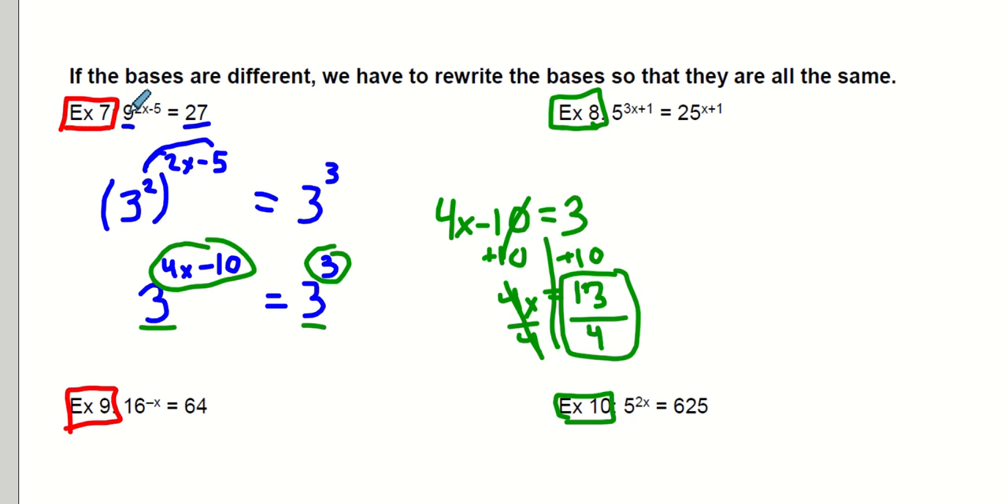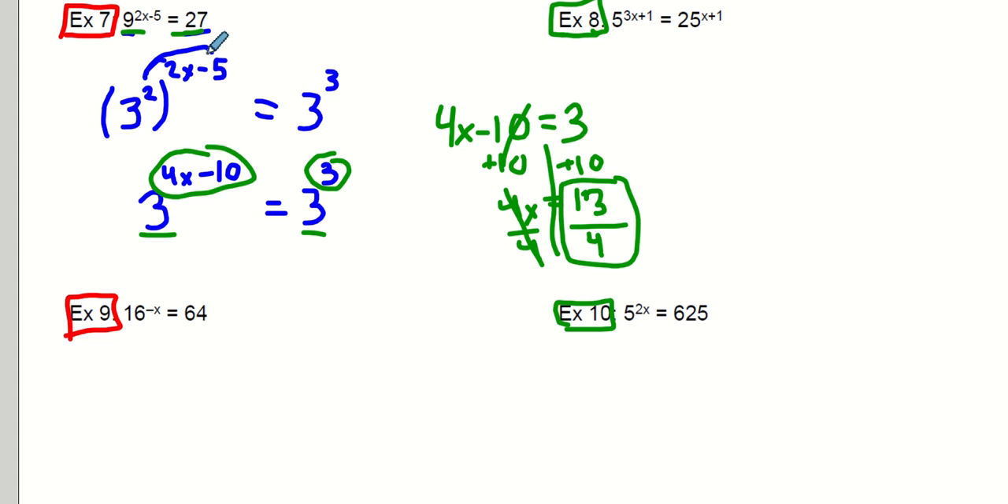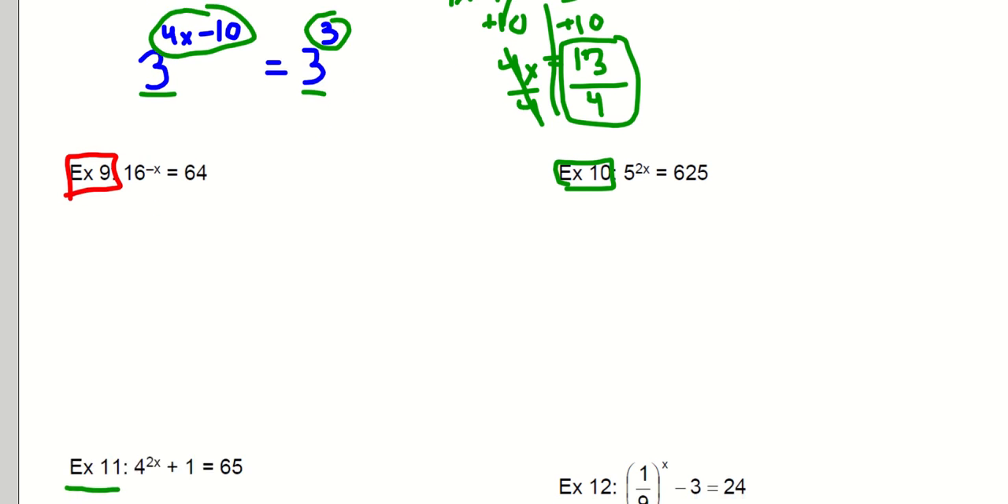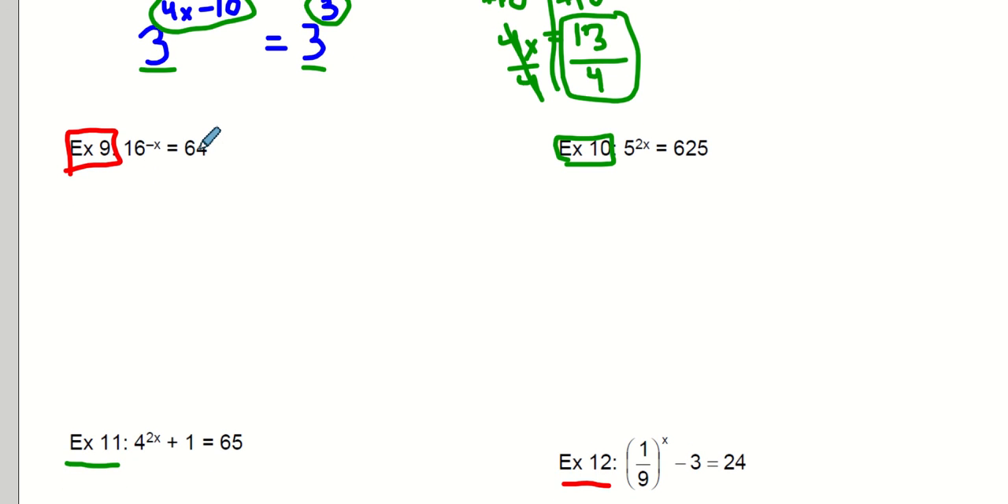Again, the first thing you want to do if they don't have the same base is make them have the same base. And that's going to be hard sometimes. You may have to play around with a calculator to get that. Now looking at number 9, let's see how much time we've got here. Okay, looking at number 9, we have 16 and 64.